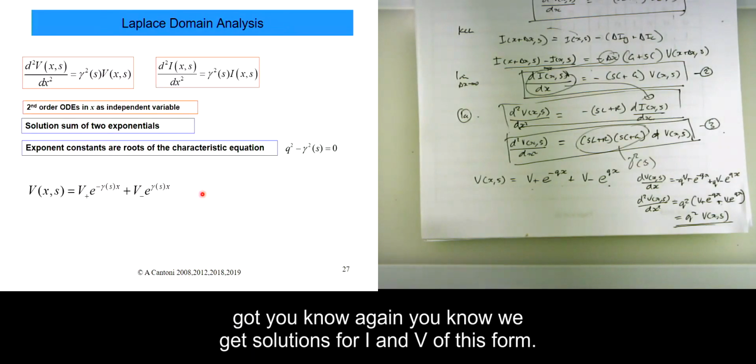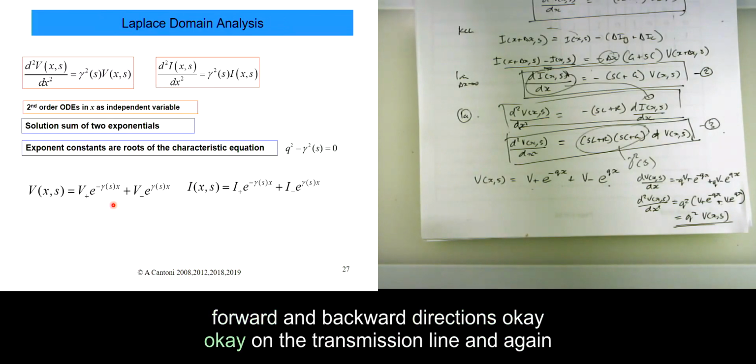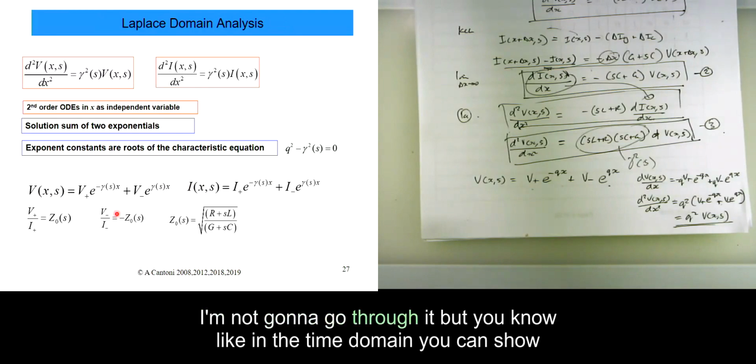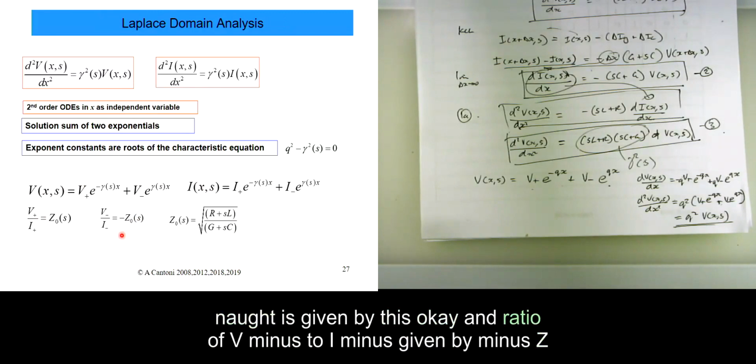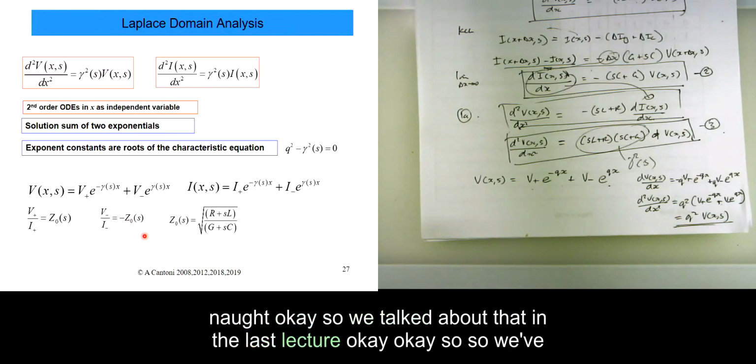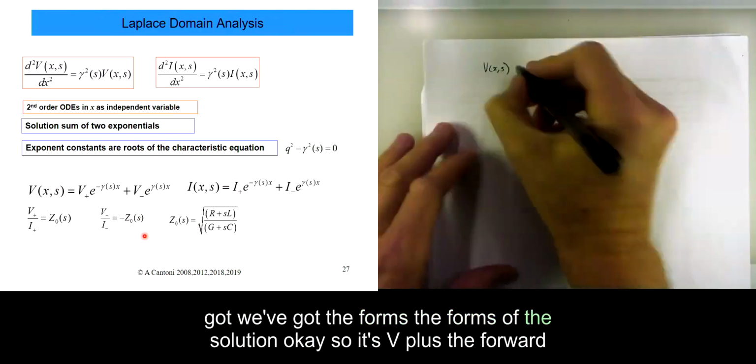So again we get solutions for I and V of this form, obviously relating to waves travelling in forward and backward directions on the transmission line. And again, I'm not going to go through it, but like in the time domain, you can show that the ratio of V plus and I plus is related by Z naught, where Z naught is given by this, and the ratio of V minus to I minus is given by minus Z naught. We talked about that in the last lecture. So we've got the forms of the solution.